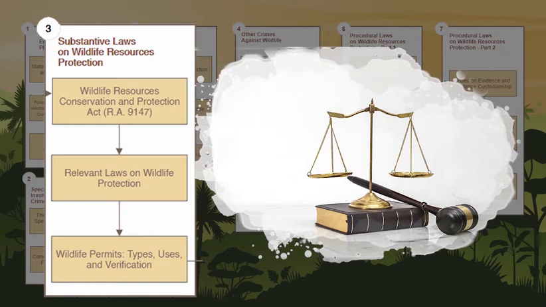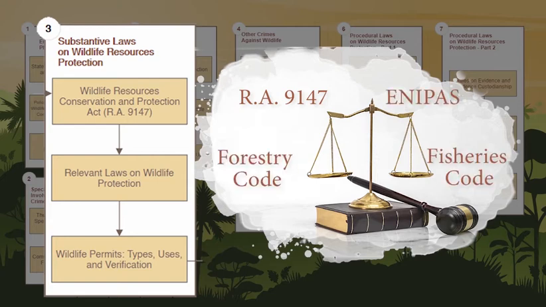The third module, Substantive Laws on Wildlife Resources Protection, covers the laws in wildlife protection and conservation, such as the Wildlife Resources Conservation and Protection Act or RA 9147, Forestry Code, eNIPAS, and Fisheries Code. It also provides a guide to permits used to authorize and monitor wildlife trade.